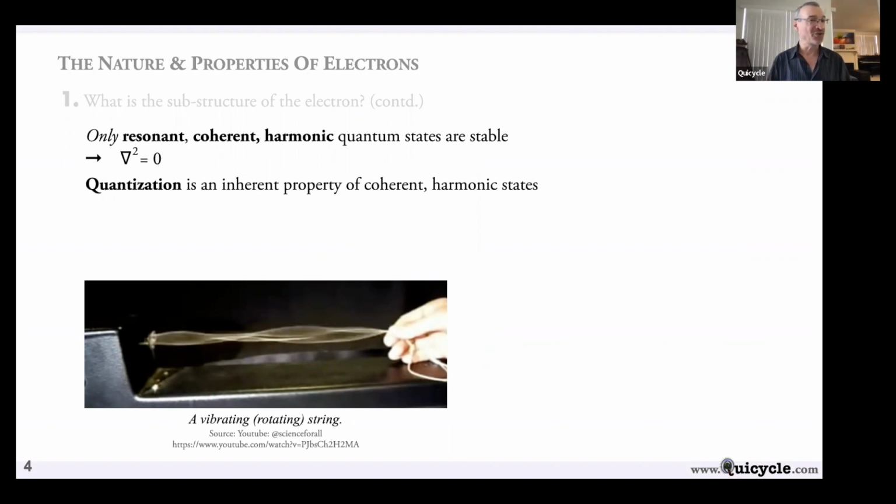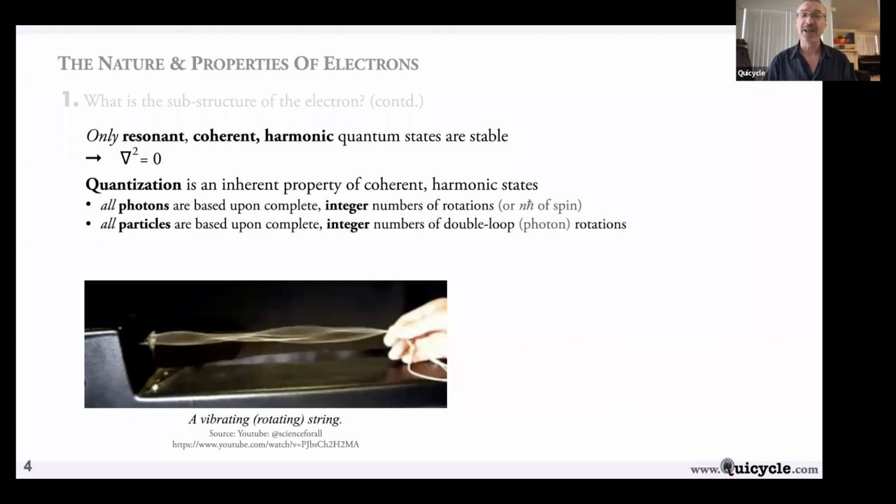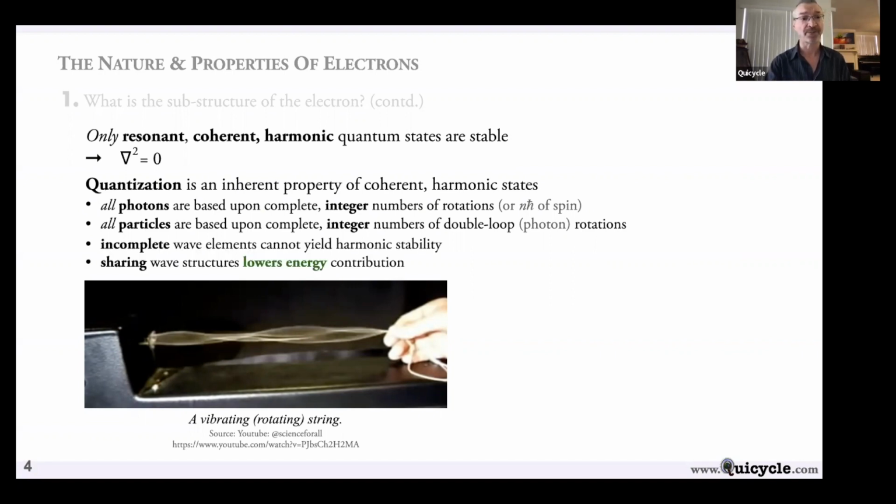In addition, it's important to understand that quantization is an inherent property of coherent harmonic states. That's because all photons are based upon a complete integer number of rotations, and all particles are based on an integer number of double loop photon rotations. So since quantization exists at that level, everything that's made of those things, which is everything in the universe, will therefore obviously manifest quantization as a result.